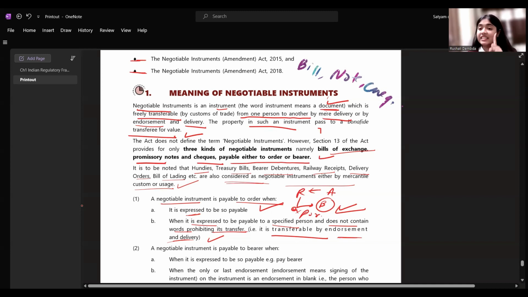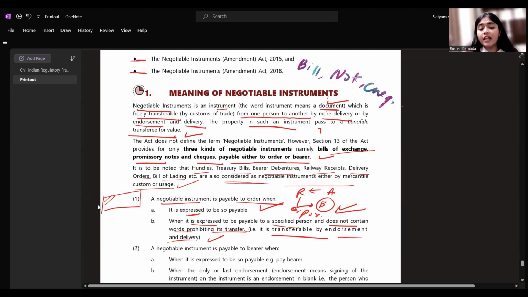By order means it is expressed to pay so, and there is no restriction prohibiting the transfer. There are no words written that you can't transfer this. You might have heard from your parents or elder siblings about a crossed check, with two cross lines on the check. A crossed check means it is to be deposited in the account of that person only. If they write account payee, that means they are putting a restriction. We'll see it further; just for your information. So when there is no prohibition on transfer and it is expressed to be payable to such person, it is payable by order.